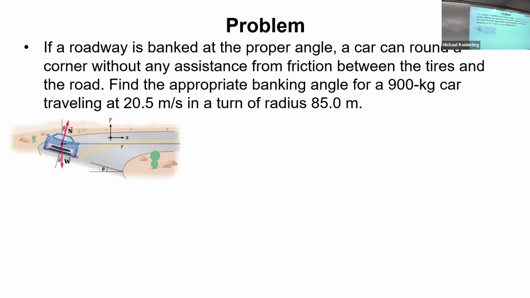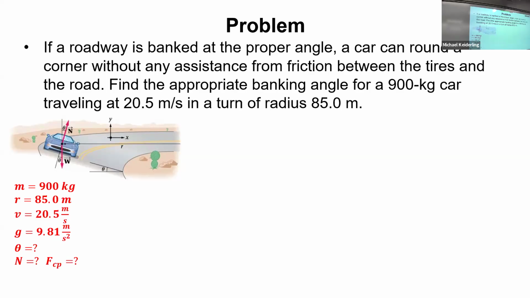So for this, our centripetal force is coming from the horizontal component of the normal force. We know the mass is 900 kilograms. We know the radius is 85 meters. We know the velocity is 20.5 meters per second. g is 9.81 meters per second squared. We don't know what the angle is. We need to know what the normal force and the centripetal force are.